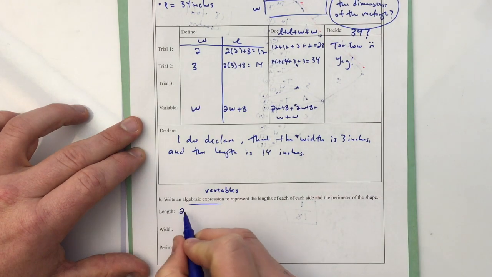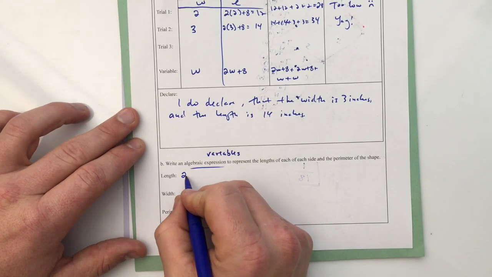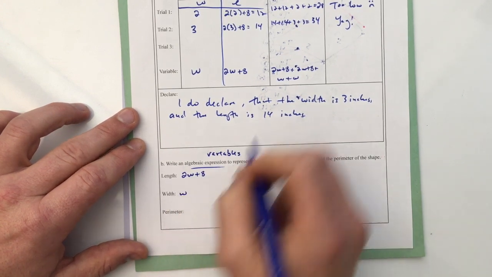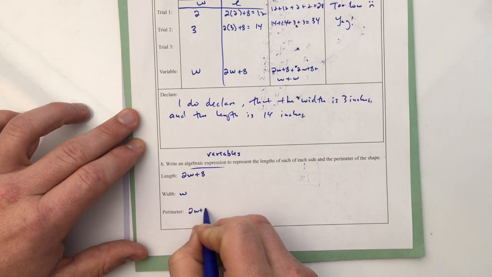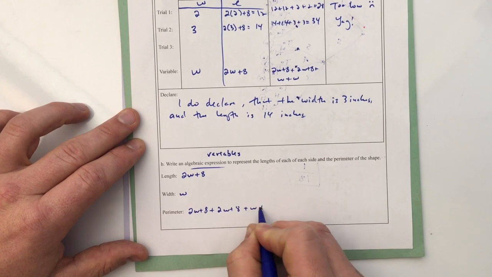Okay, so length. My length is 2W plus 8. My width is W. My perimeter, I add all 4 sides up. That's how I find perimeter. So 2W plus 8 plus 2W plus 8 plus W plus W.